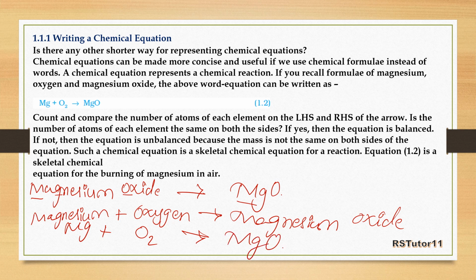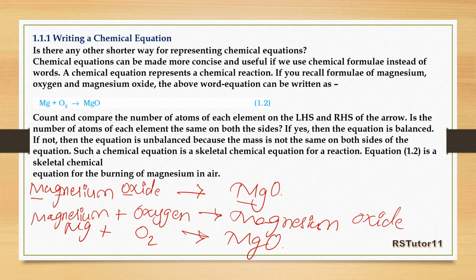Count and compare the number of atoms of each element on the LHS and RHS of the arrow. Is the number of atoms of each element the same on both sides? If yes, then the equation is balanced. If no, then the equation is not balanced. Such a chemical equation is a skeletal chemical equation for a reaction. Equation 1.2 is a skeletal chemical equation for the burning of magnesium in air.